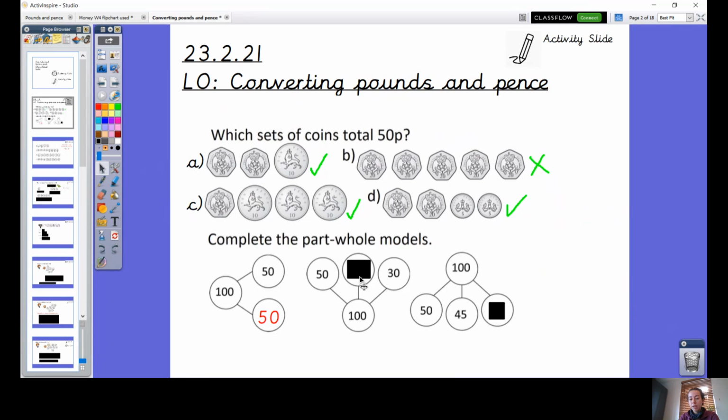For the next one, 50 and what? And 30 is 100, so 20. And 50 and 45 and what is 100? 5. Tick it if you've got those right.